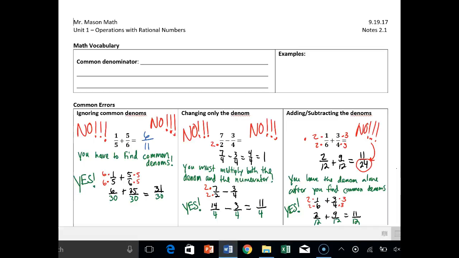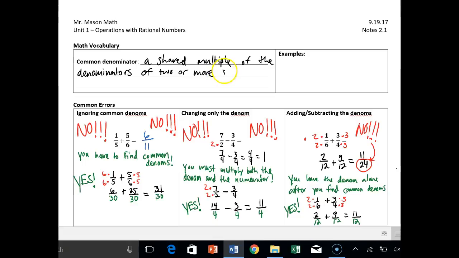So we're going to start off with some math vocabulary and the phrase common denominator. That means a shared multiple of the denominators of two or more fractions. So I'll give you some examples here.